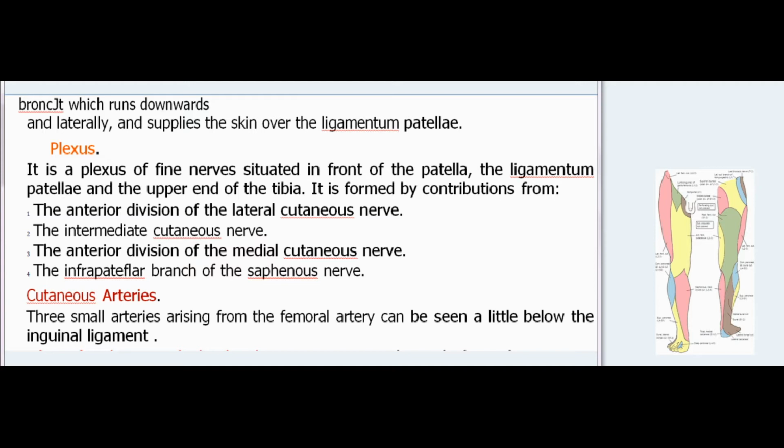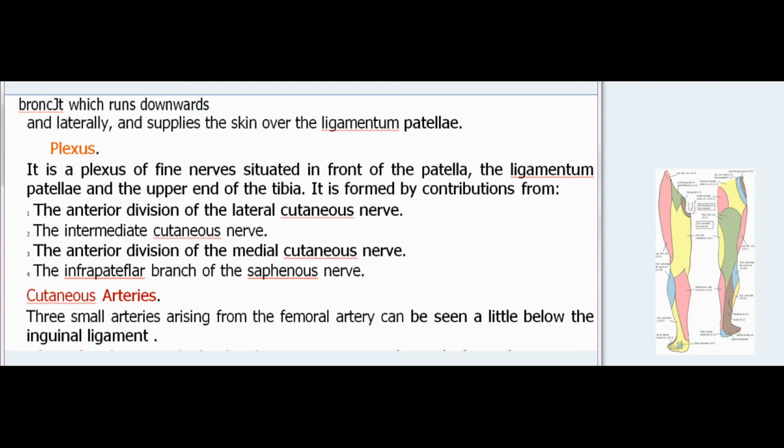Patellar plexus. It is a plexus of fine nerves situated in front of the patella, the ligamentum patellae and the upper end of the tibia. It is formed by contributions from: 1. The anterior division of the lateral cutaneous nerve. 2. The intermediate cutaneous nerve. 3. The anterior division of the medial cutaneous nerve. 4. The infrapatellar branch of the saphenous nerve.